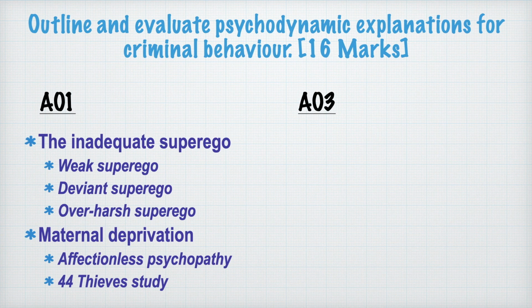You can see in my plan that we've got all 3 types of superego that are suggested to play a role in crime. You've got the weak, the deviant, and the over-harsh superego, all of which are going to get a mention. Bowlby is also going to be making an appearance, but the focus is mainly going to be around the 44 Thieves study and affectionless psychopathy.